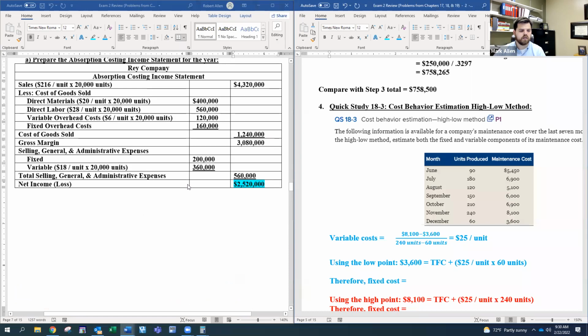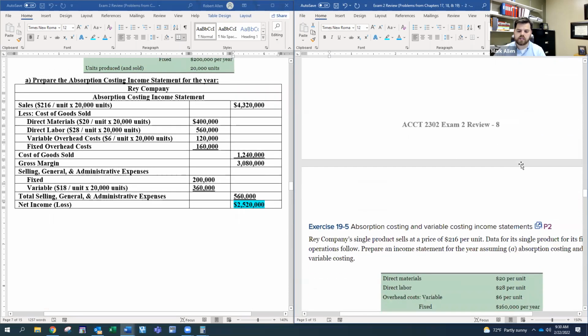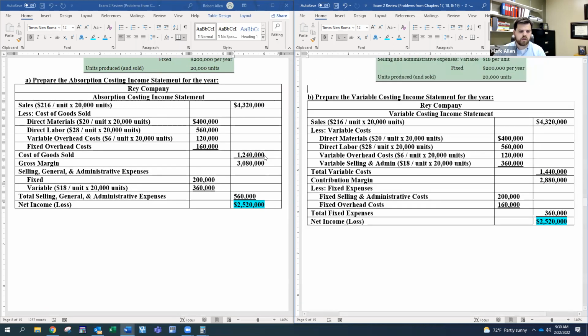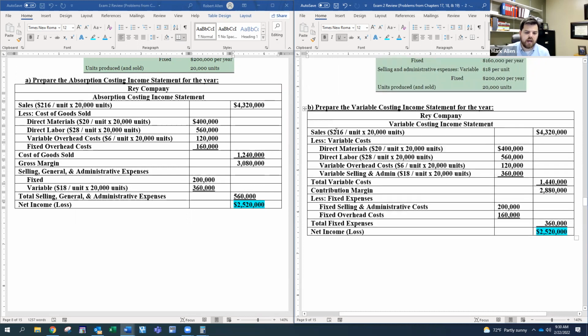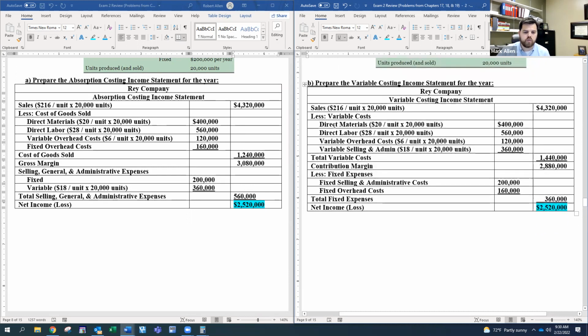So let's see here. There's our absorption, and we'll get our variable next. And here's our variable income statement. So looking at these side by side, hopefully you can notice there are a few distinctions, but not too many. So look at what stays the same. You still have your sales. That's the same. And if you actually pair these things up, you'll notice that a lot of the numbers didn't change. And of course, they don't change whenever your units produced equal units sold.